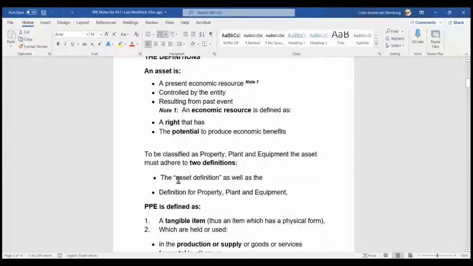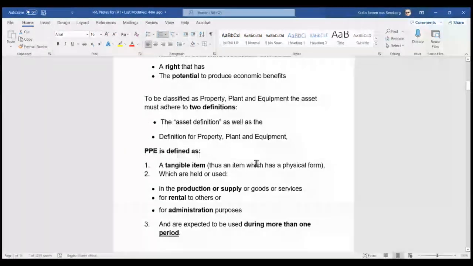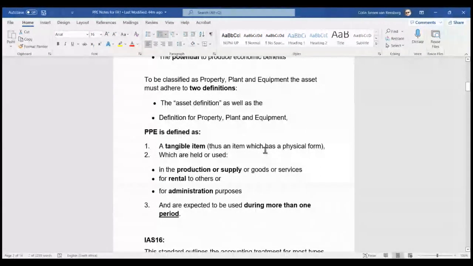Alright, ladies and gentlemen, so this is where we just confirmed that to be classified as property, plant and equipment, that particular asset that you want to record, that you want to recognize, must therefore comply with two definitions. First of all, the asset definition, which comes from the conceptual framework, but then secondly, the definition for property, plant and equipment itself, which comes from IAS 16.